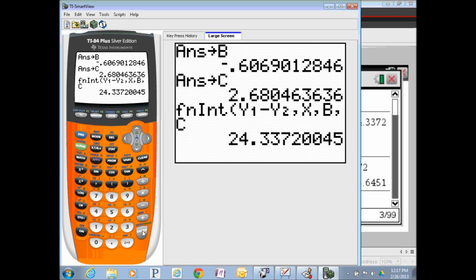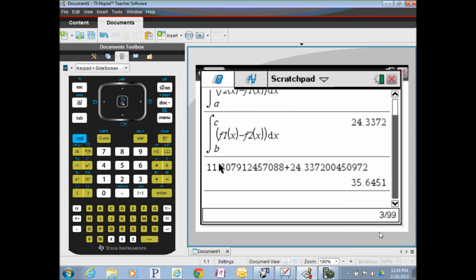So long story short, this is all about storing things in your calculator and making them work. Hopefully we've got both calculators ready to go and we're feeling pretty good about that. So that's area between curves with and without your calculator.